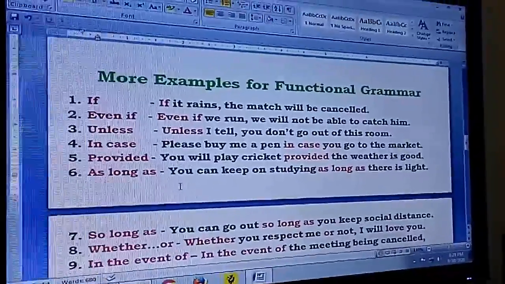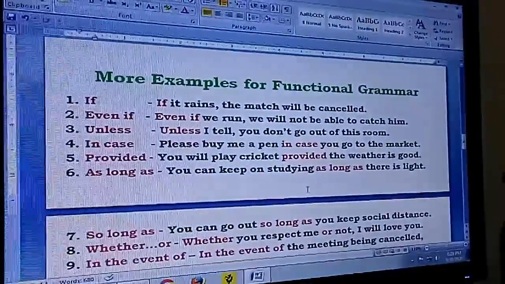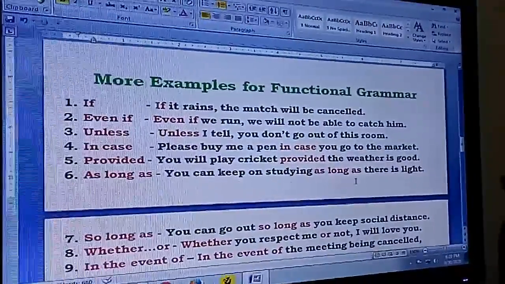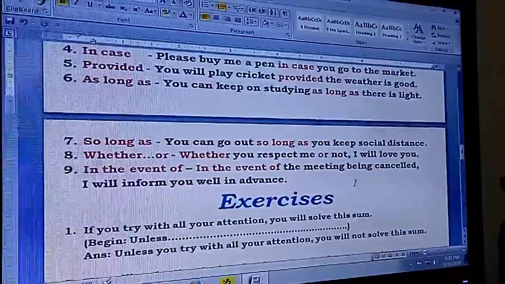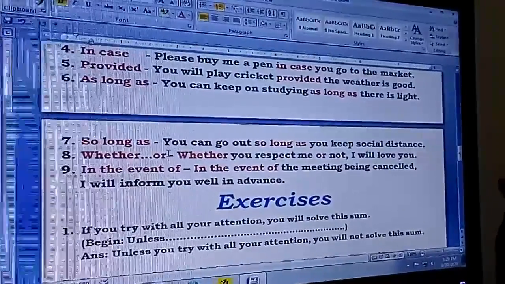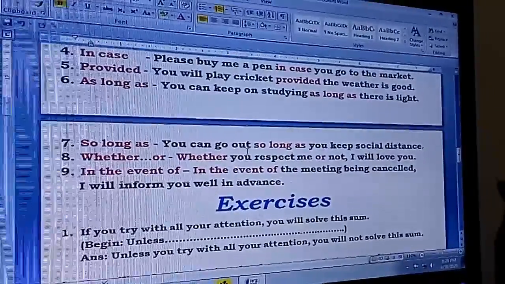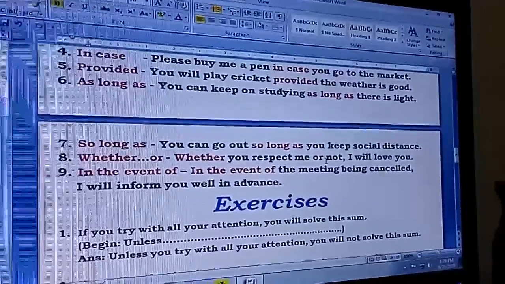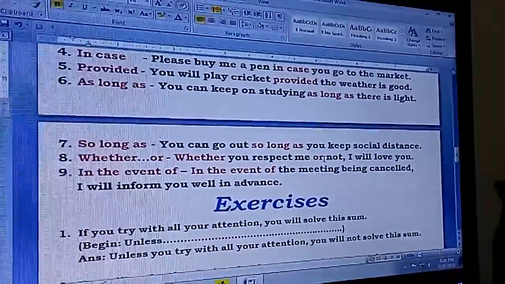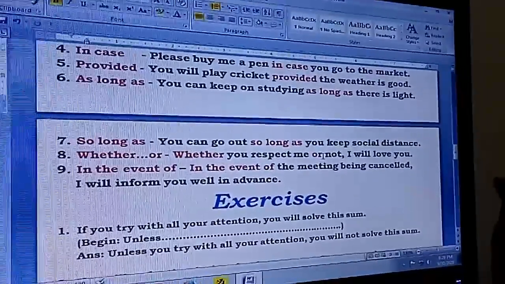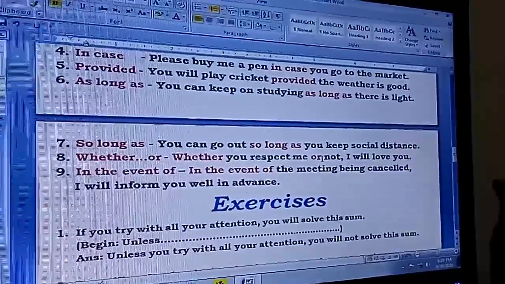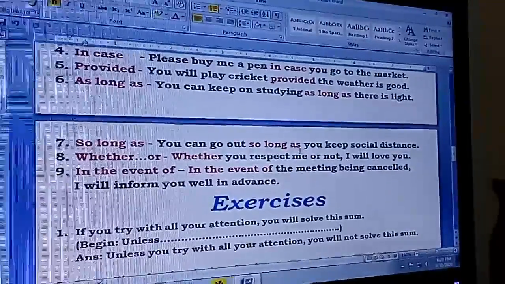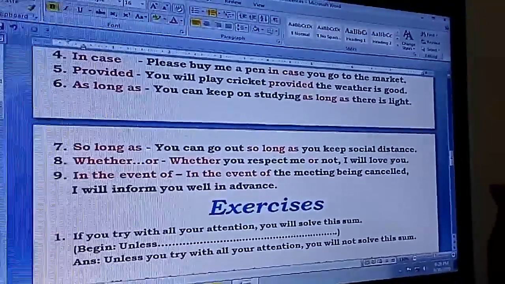As long as you can keep on studying, as long as there is light. Similarly, so long as you can go out, so long as you keep social distance. Otherwise, please don't go out. So you will be allowed to go out so long as you keep social distance.